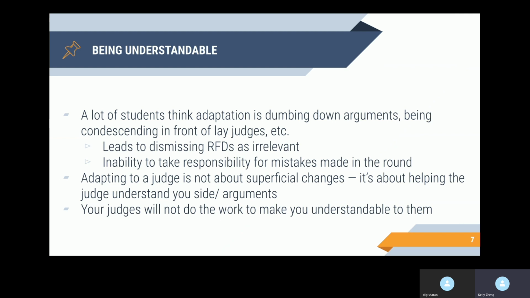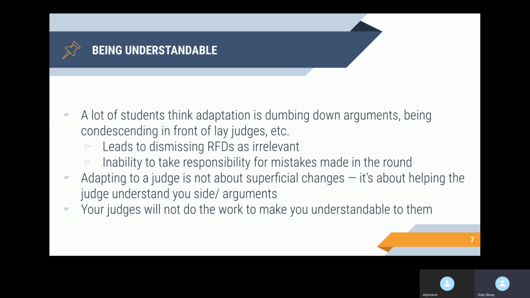This also leads to a few different problems. It leads to dismissing RFDs from a lay judge as irrelevant, because they're like, oh, they're just a lay judge, they obviously didn't understand debate, when in reality your inability to win the ballot from the lay judge can also be an inability to take responsibility for mistakes made in the round. So maybe you didn't slow down enough. Maybe you were spreading in front of a lay judge. Obviously, that's your fault, and students need to be able to take responsibility for their actions that may have led a lay judge to drop them.